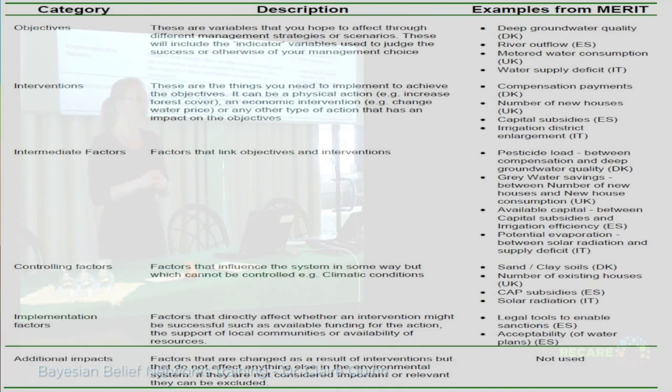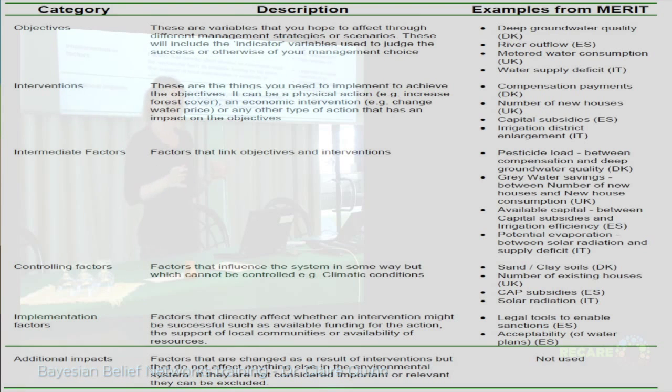And then the next thing in terms of indicators are these intermediate factors. These are the factors that link through from your objectives, the indicators that you want to look at in terms of how they might change, and the interventions, those management options that you want to implement in your system. So they don't connect to each other directly, they affect each other through intermediate variables. So you need to think about the kinds of intermediate variables that will link those two things together in your system.